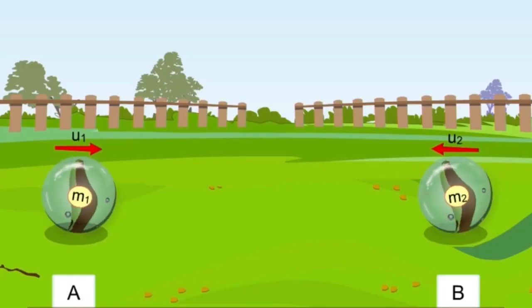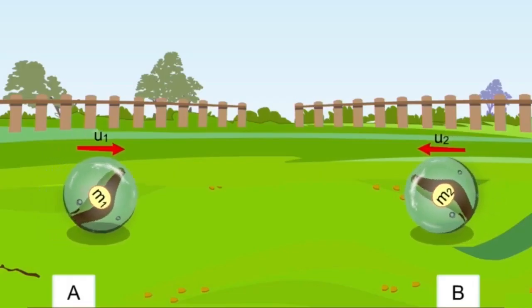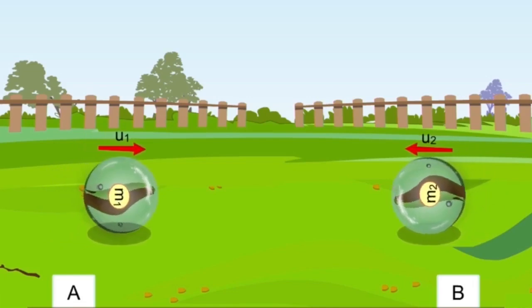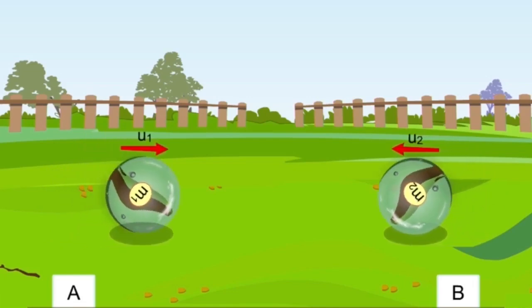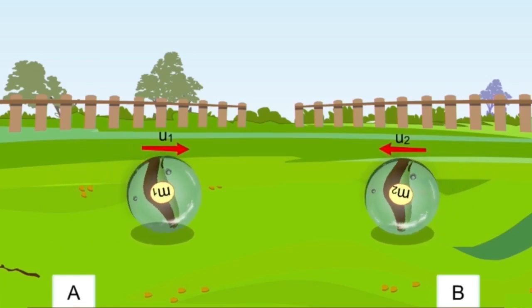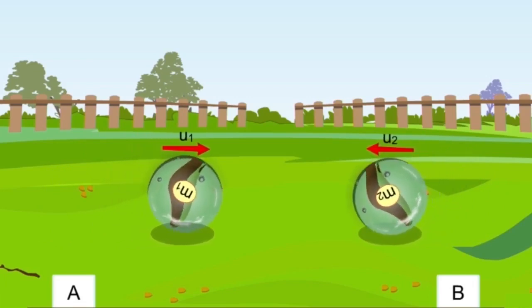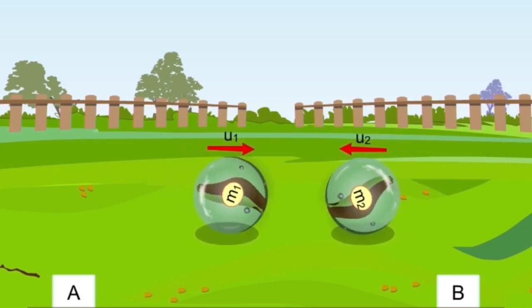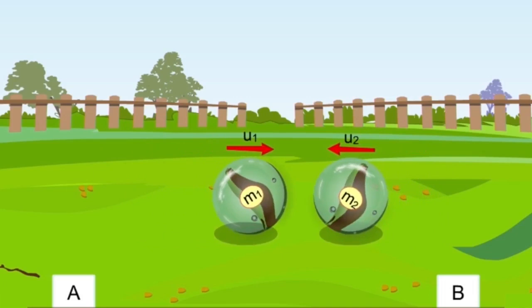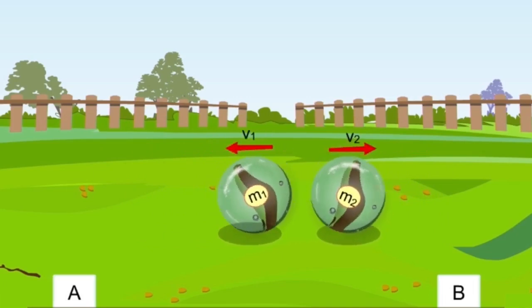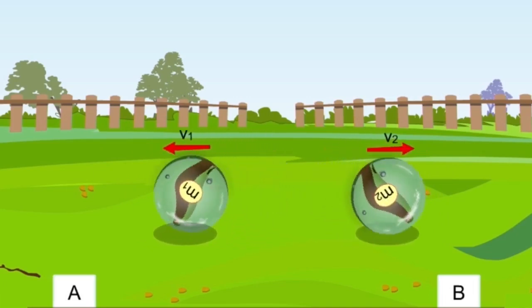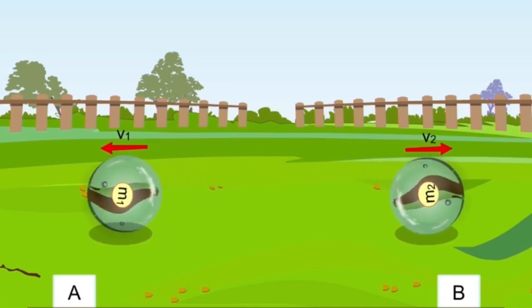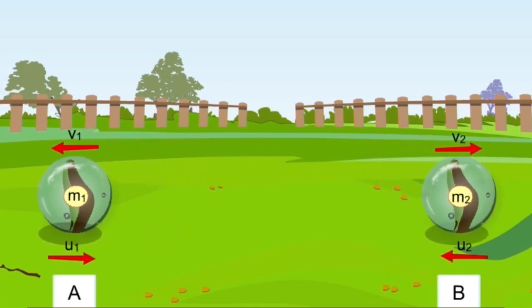Consider two marbles A and B of masses m1 and m2 rolling towards each other, as you can see, and let their initial velocities be u1 and u2 respectively, such that no other force is acting on them, right. So, these two marbles are coming towards each other and collide with each other, such that the time of collision is t seconds. Now, after the collision, let us imagine that the final velocity of marble A is v1 and of marble B is v2 respectively.